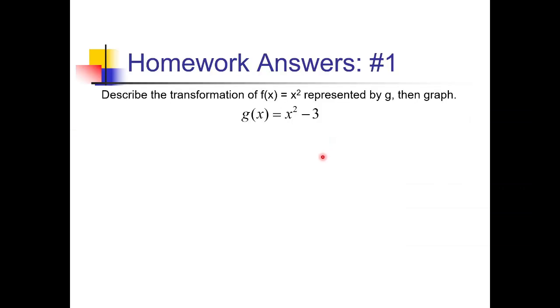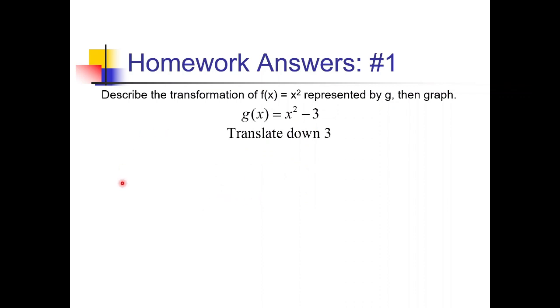For this problem, we're trying to graph this transformation of x squared. So first off, let's figure out from this formula what's going on. Since we are subtracting 3 outside, that means that we have a vertical shift of down 3. So that's the first thing to keep in mind.